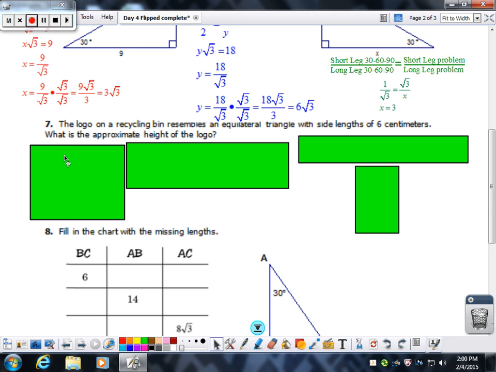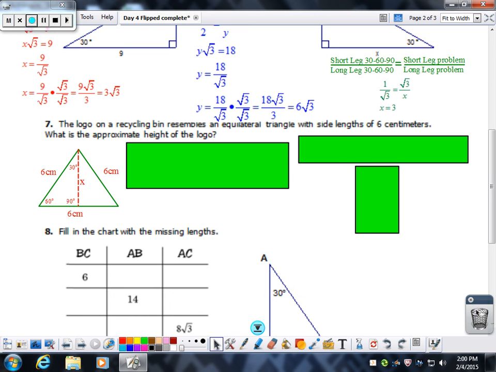Number 7. The logo on our recycling bin resembles an equilateral triangle with side lengths of 6 centimeters. What is the approximate height of the logo? So here's a picture of the triangle that we're looking at. An equilateral triangle, all 3 sides are equal. They're all 6 centimeters. And we also have a 30-60-90 degree right triangle.